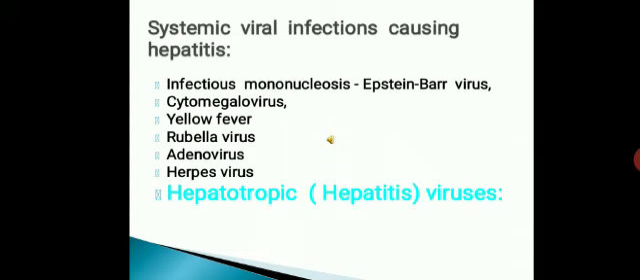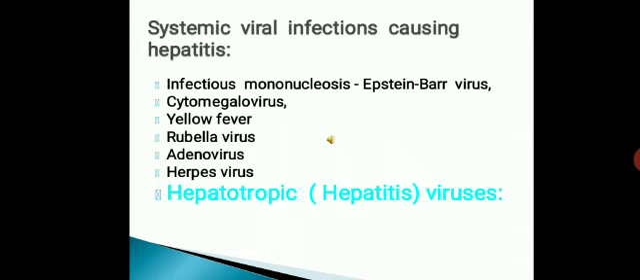Viral hepatitis can be caused by various types of viruses. These viruses cause systemic infection and also cause hepatitis, such as Epstein-Barr virus, which causes infectious mononucleosis, cytomegalovirus, yellow fever, rubella virus, adenovirus, herpes virus. All these cause viral hepatitis along with systemic infection.